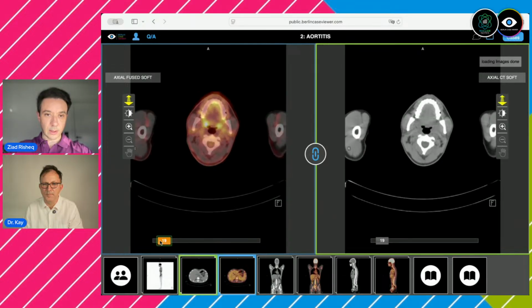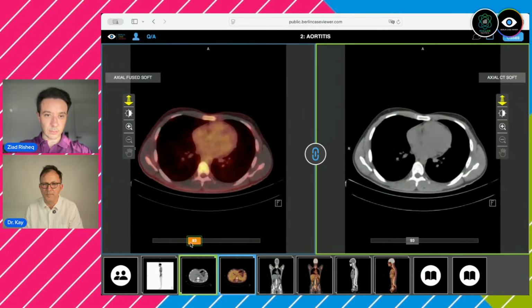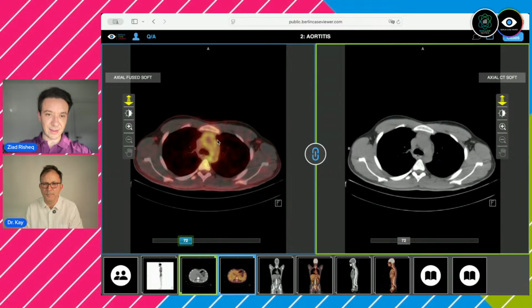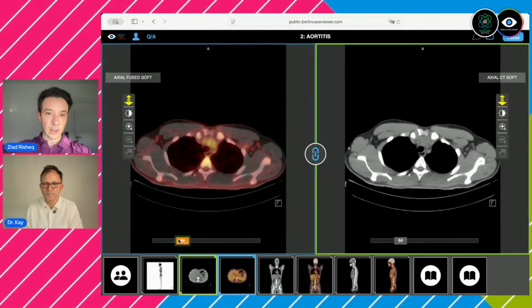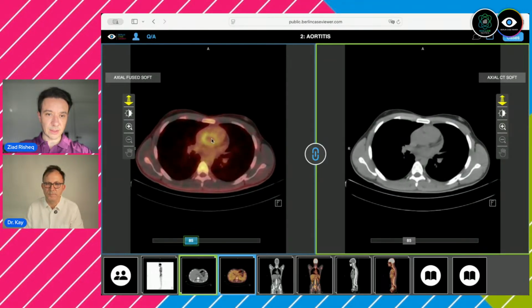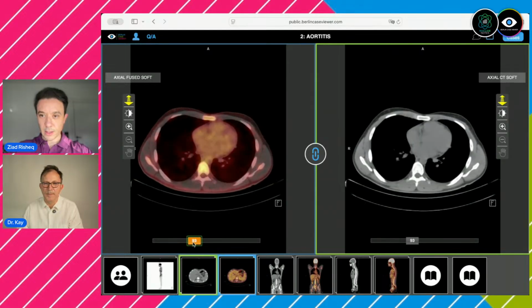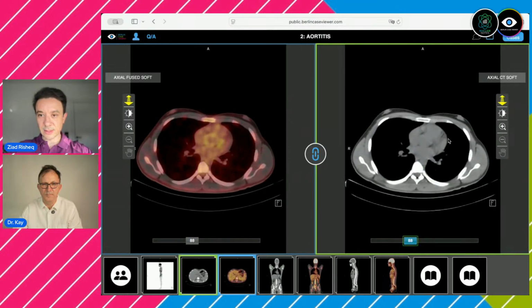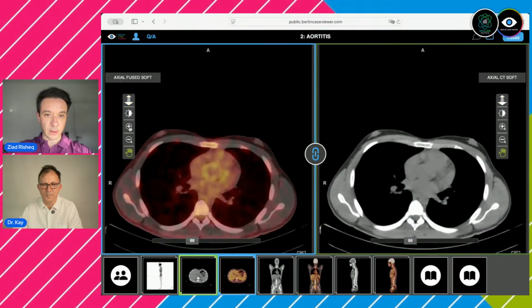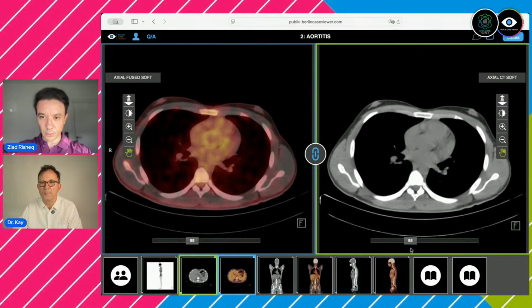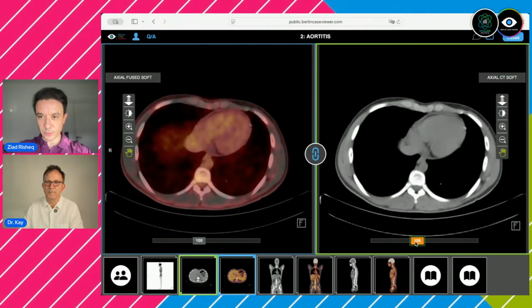Now, if we look at the PET in the axial slices, you can see this uptake here in the ascending aorta. This is the aorta, okay? And if you look at the CT over here, this is the left ventricular outflow tract. And this is basically the ascending aorta. You can see there is a bit of respiratory motion or cardiac motion. There is a bit of motion over here.